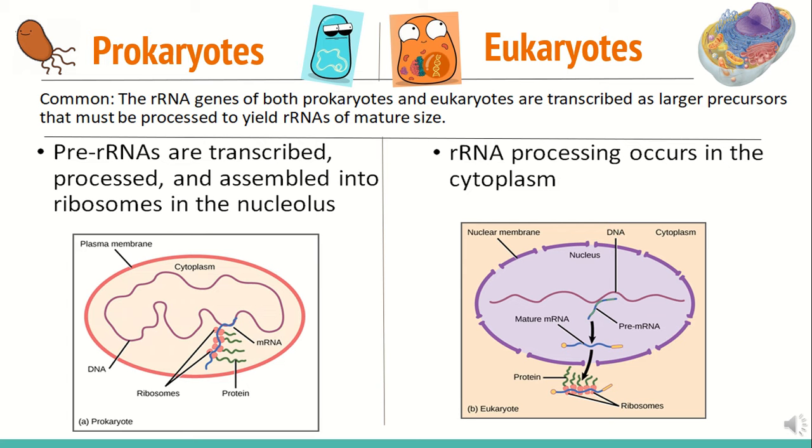For prokaryotes, rRNAs are transcribed, processed, and assembled into ribosomes in the nucleus, while in eukaryotes, rRNA processing occurs in the cytoplasm.